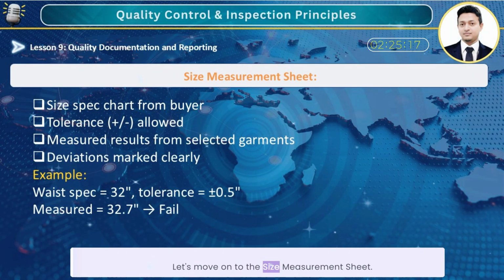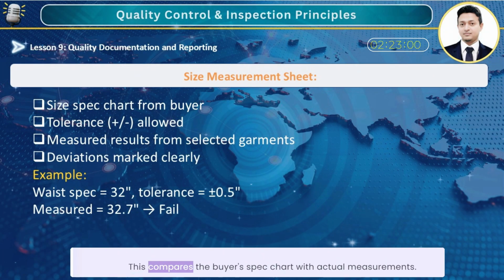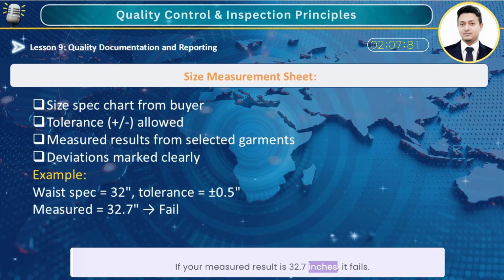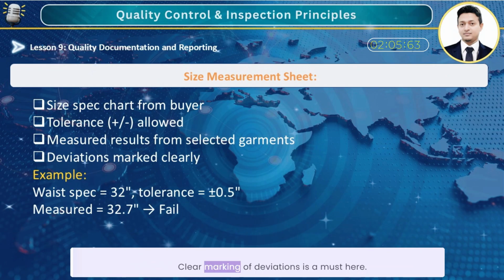Let's move on to the size measurement sheet. This compares the buyer's spec chart with actual measurements. For example, waist spec is equal to 32 inches, tolerance plus or minus 0.5. If your measured result is 32.7 inches, it fails. Clear marking of deviations is a must here.